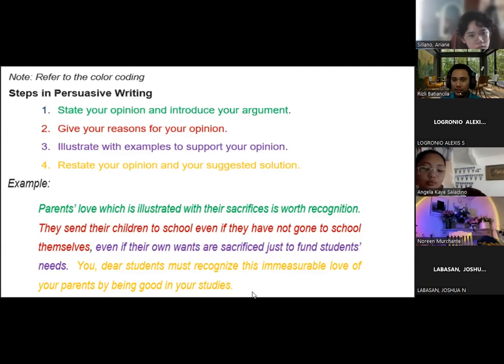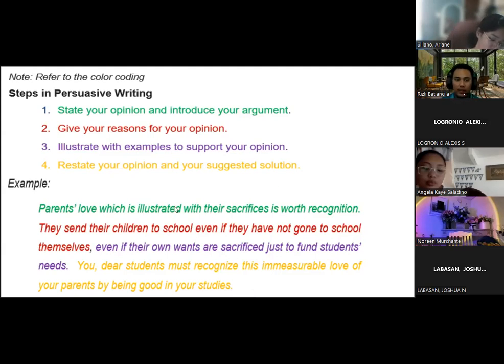Of course, not always, no, when there is a particular problem or issue, okay, so there must be a solution. Okay, a suggested solution, no, from you, or from the writer. So hindi naman po pwedeng we have our claim, then puro arguments lang, wala naman tayong solution or any suggested solution. Okay, so those are rather not the steps in persuasive writing.